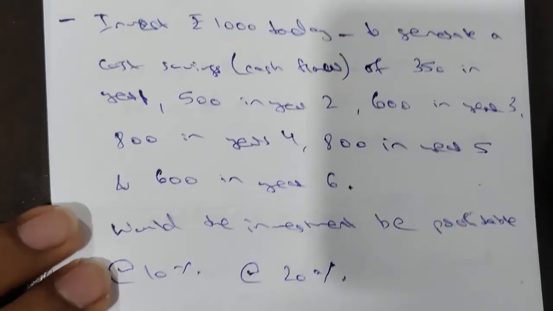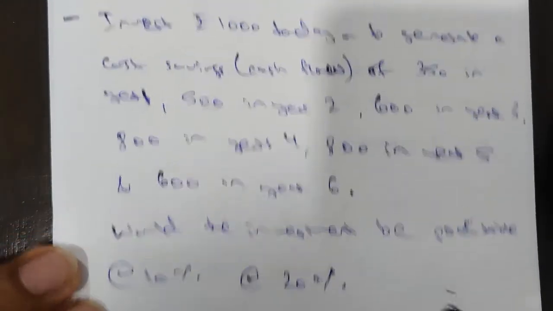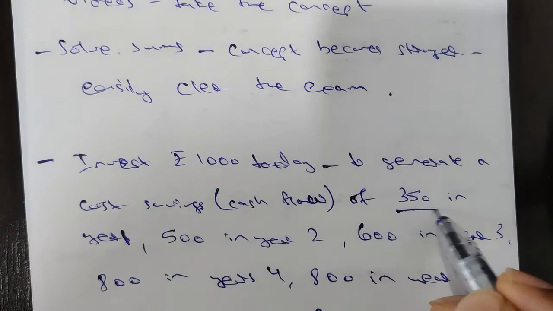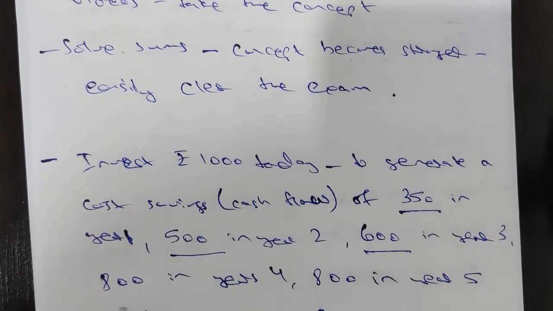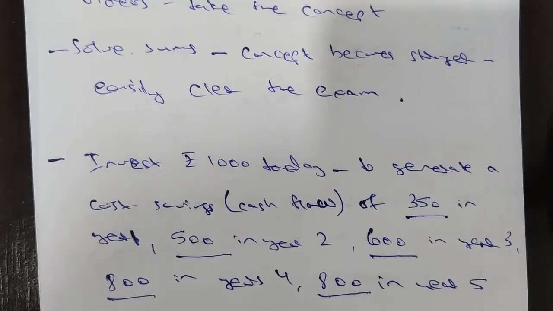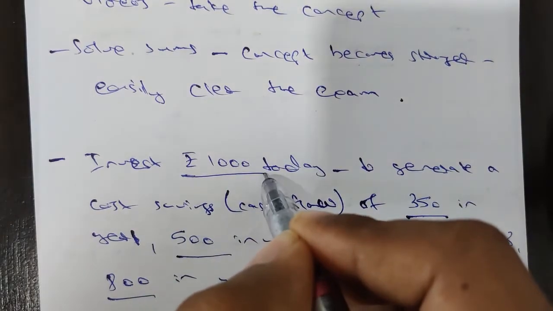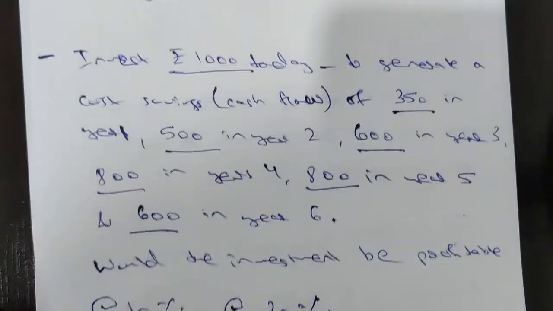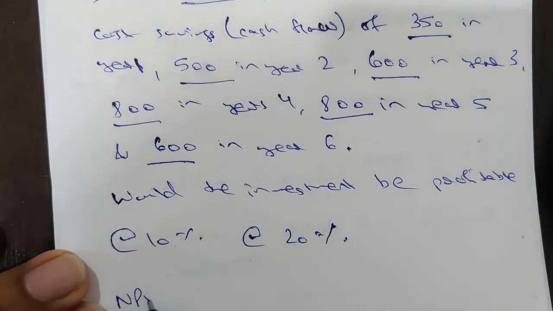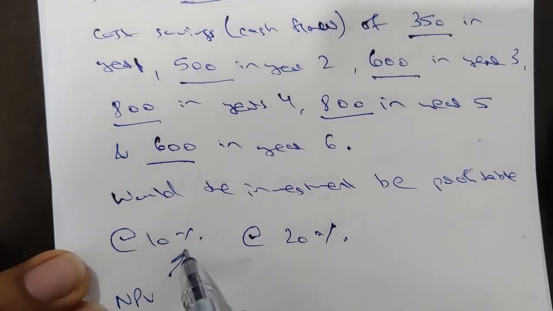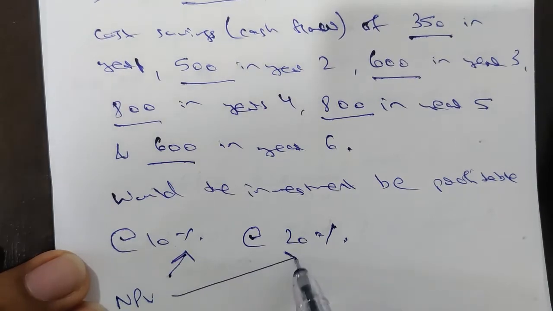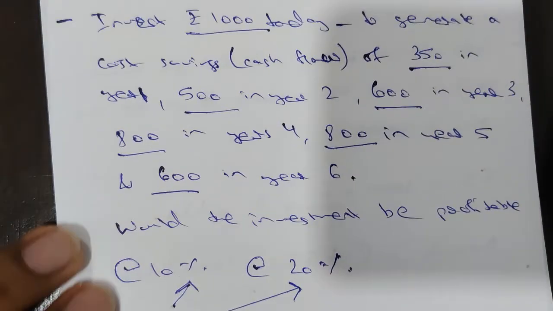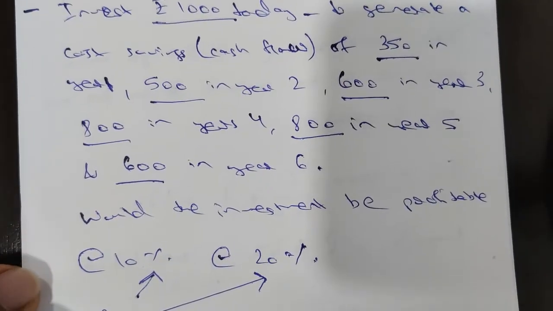So now what we have to do, we have to calculate the present value of all these cash inflows, deduct the present value of cash outflow today to arrive at an NPV, using which rate? At the rate of 10%, the rate of 20%. So okay, let's get started.